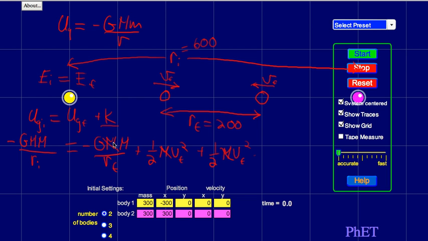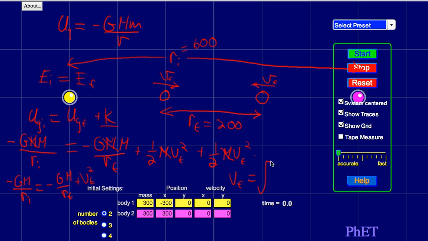There's an M in every term, so we can divide that out. And so I get negative G M over R initial is negative G M over R final. And then here I have a V final squared over 2 and another V final squared over 2, so that's just V final squared. And so I can solve for V final.